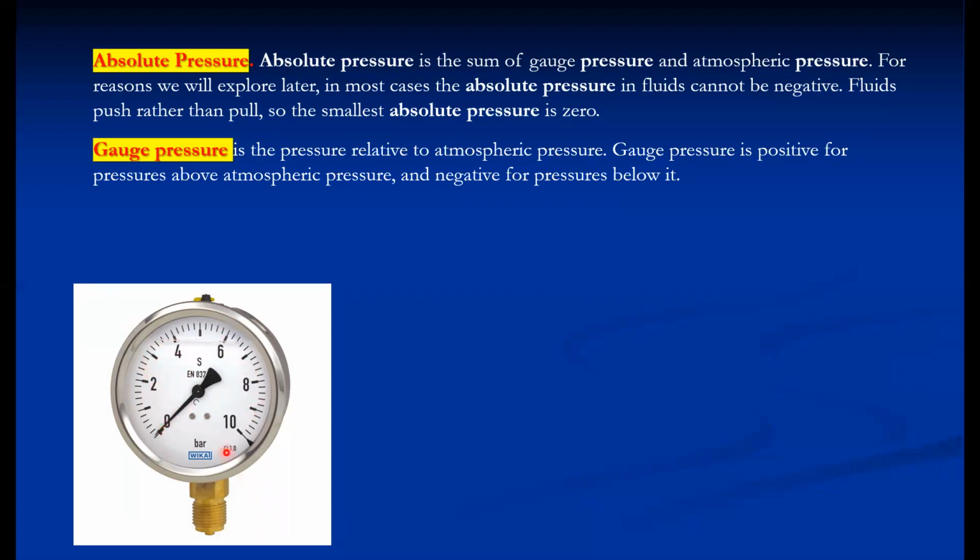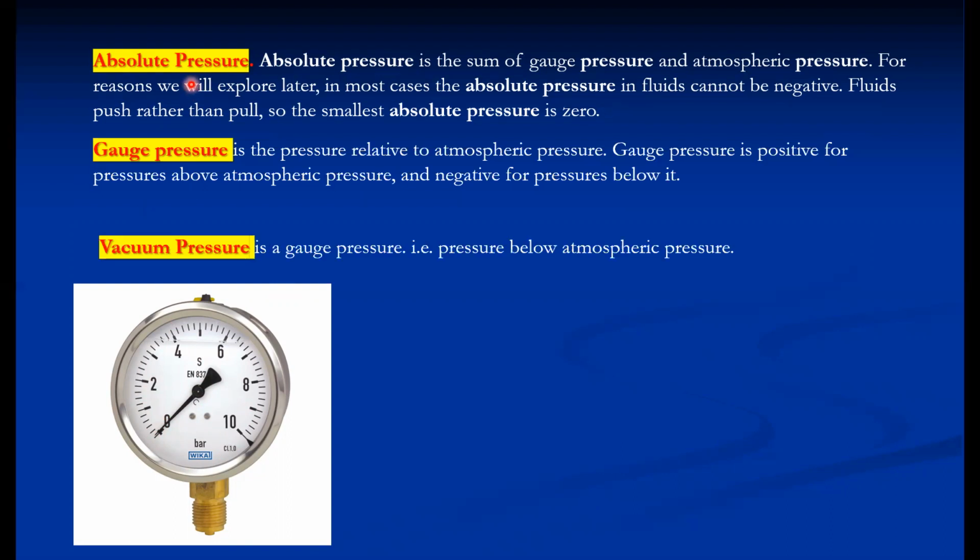You may have come across some of these. Here the unit of the pressure is given in bar. The lowest reading is 0, but that doesn't mean the absolute pressure is 0 here, because all the gauges measure pressure with respect to atmospheric pressure. So whatever the gauge pressure plus atmospheric pressure, that gives you the absolute pressure.